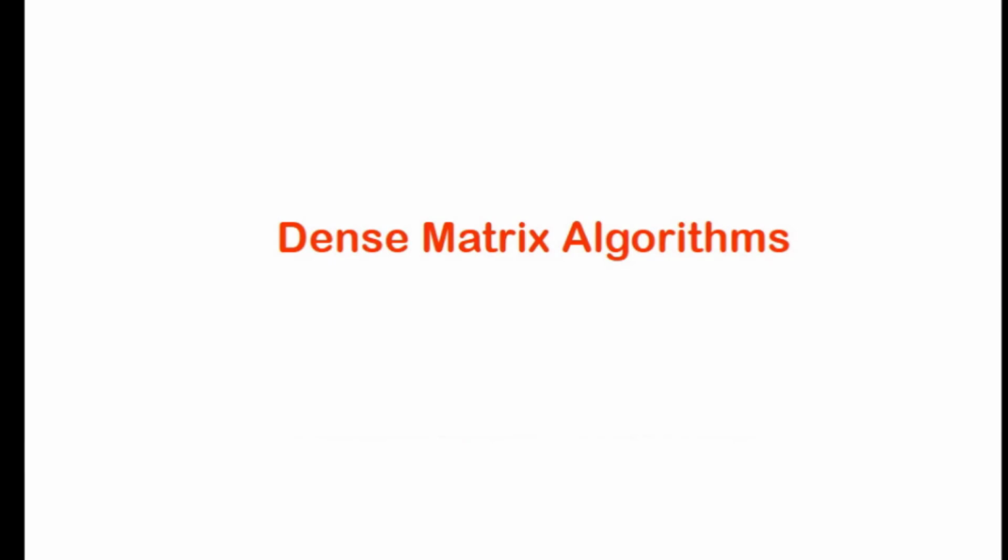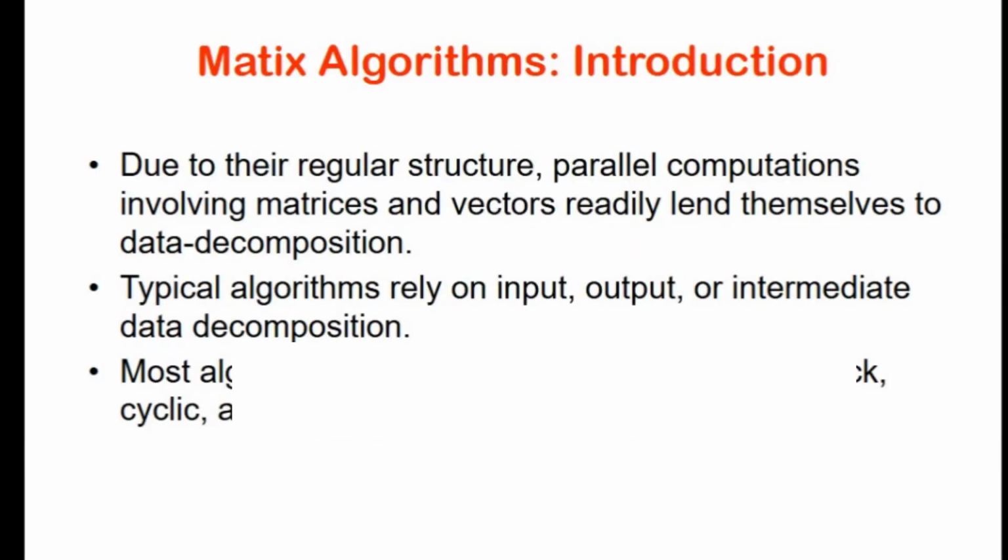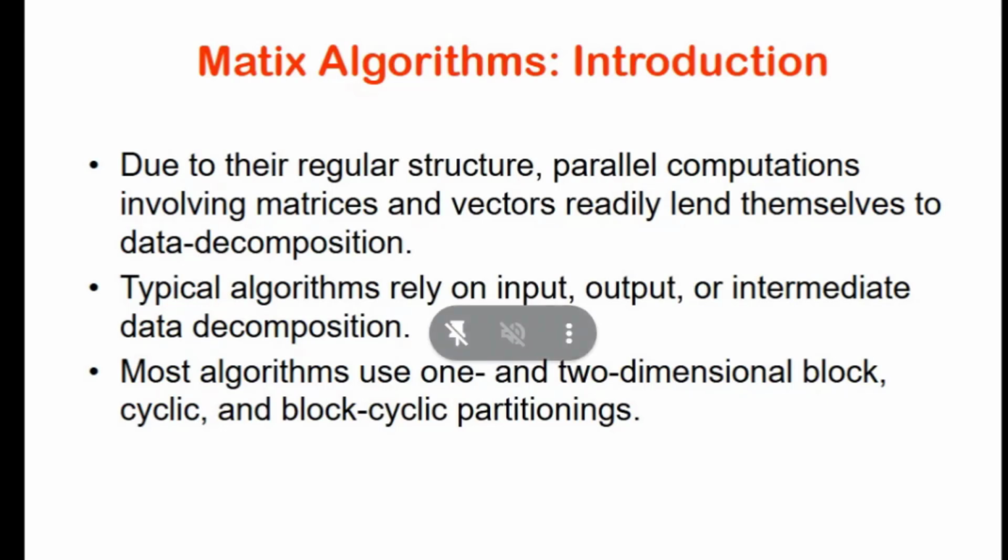Dense matrix algorithms. In parallel computing, matrix algorithms are particularly important because they can be divided into smaller tasks which can be handled simultaneously as well as readily. Due to their regular structure, parallel computation involving matrices and vectors really lends itself to data decomposition. And typical algorithms rely on input, output, or intermediate data decompositions. Most algorithms use one or two-dimensional block, cyclic, and block-cyclic partitioning.